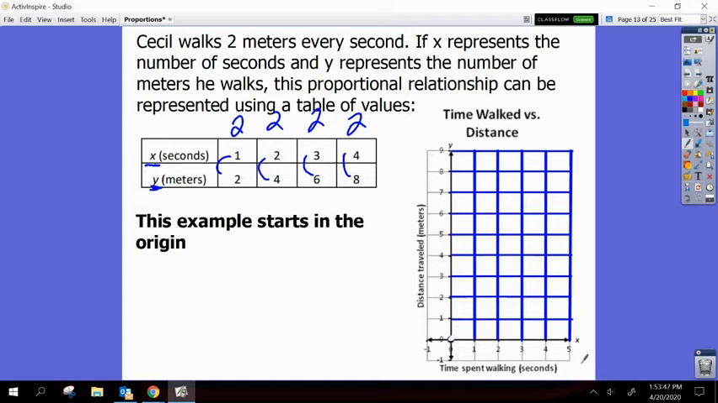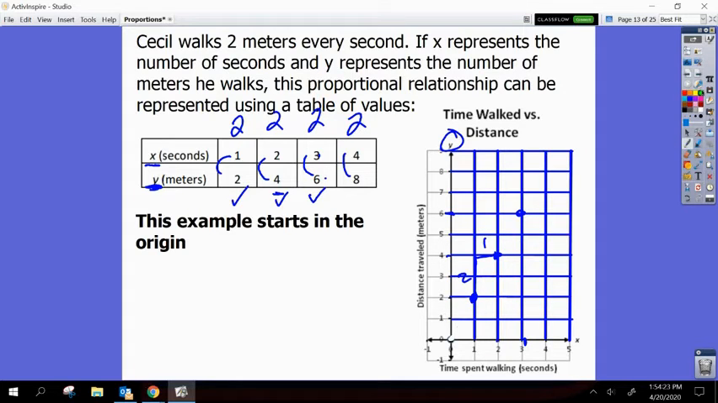Now let's see what it looks like in a graph. If my y, which is up and down, is 2, and my x is 1, it's up 2 over 1. Now it's up 4, and x is 2, so it's up 4 over 2. You might be noticing a pattern. Up 6 over 3. Up 1, 2, 3, 4, 5, 6 over 3. You notice that every single time it's up 2 over 1.